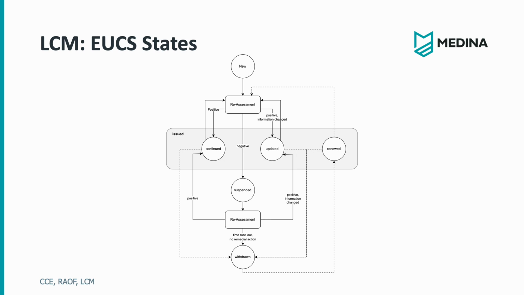In this figure, the different certificate states and their transitions are shown. They are defined as such in the EUCS. Of all the states, 4 can be considered as valid states that indicate an issued certificate: new, continued, updated, and renewed. As can be seen here, almost all states are dependent on the outcome of a periodic reassessment, which can be automated, at least to some degree.